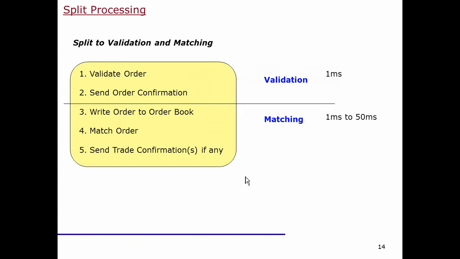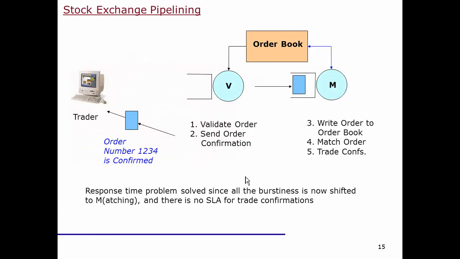So essentially in this example, what was done was to build a simple pipeline that split the processing into a validation process and a matching process. What really matters for response time is validation to the end user. So step 1, you validate the order. Step 2, send order confirmation.